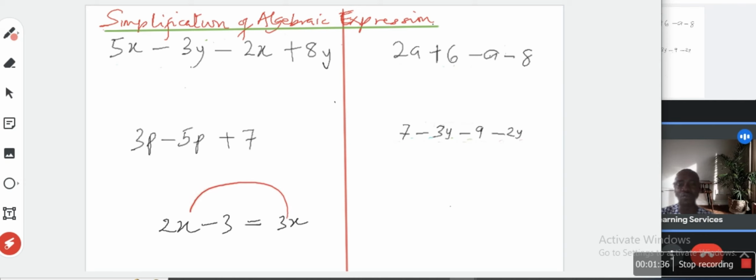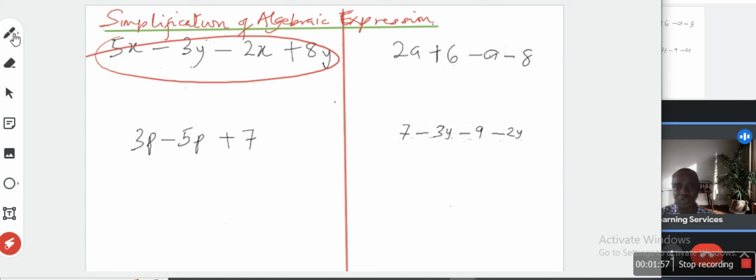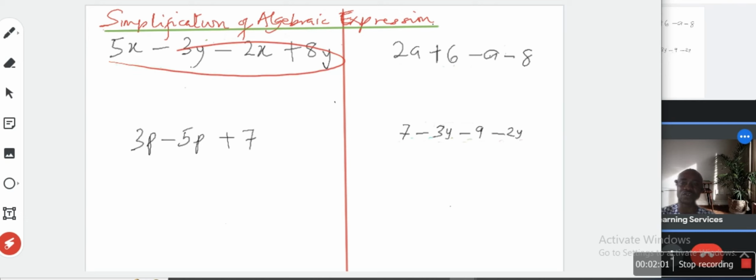That is when you move, and any sign that moves across the equality sign will change. If it was plus, it changes to minus. If it was minus, it changes to plus. You know, we looked at that under simple equations, linear equations, right? But this is just expressions. You are just to simplify the expressions, make the expressions simpler.